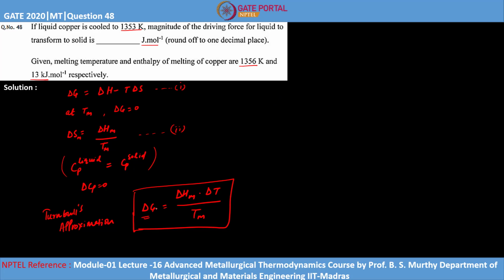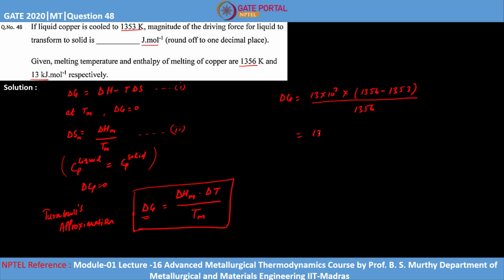So we have to calculate the value of delta G. So delta G will be equal to delta Hm, which is enthalpy of melting, and the value of enthalpy of melting is given as 13 kilojoule per mole. So 13 into 10 to the power 3 joule per mole into delta T. Delta T is our undercooling. So we have an undercooling of 1356 minus 1353 Kelvin. So this is the value of delta T upon melting point. Melting point of copper is given as 1356 Kelvin.